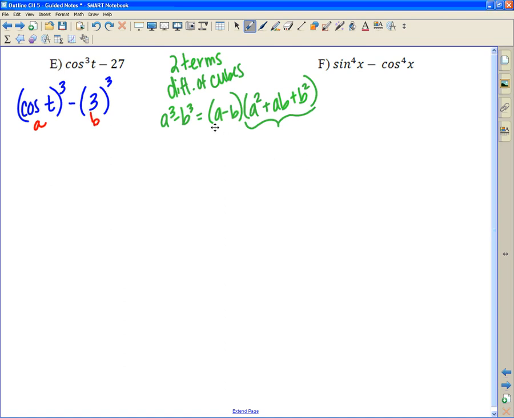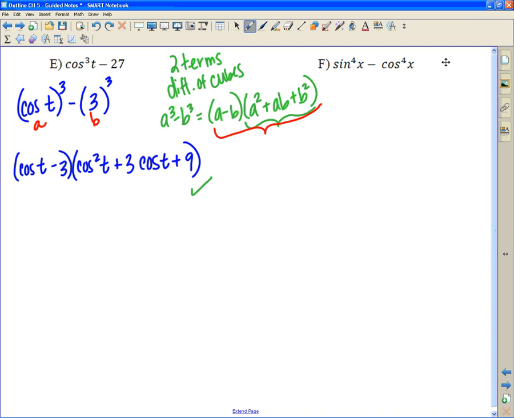Okay, here we go. I am going to follow this outline right here that's set in front of me. A minus b would be cosine of t minus 3, times, I need to square my a, cosine squared t, plus a times b, but we put the coefficient in front, 3 times the cosine of t, plus b squared. B is 3, 3 squared is 9. And that is what we're looking for. Essentially, you're done. Good job. You're practicing because you might have to use these skills when we're doing proofs later.